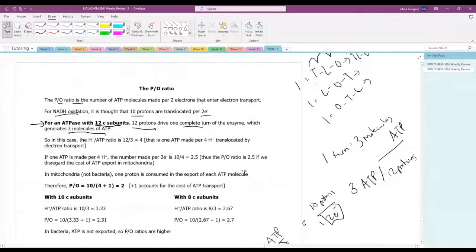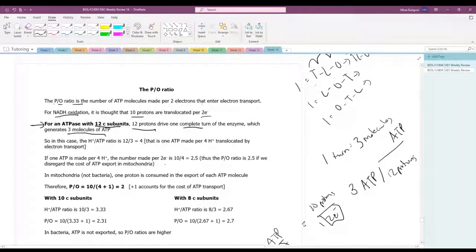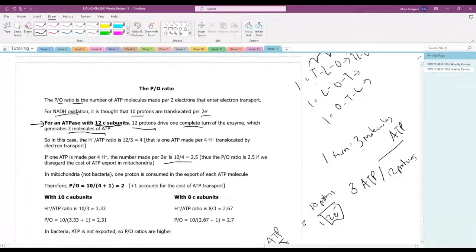Okay, in other words, where are we? I know it says 2, but there it is. If 1 ATP is made per 4 protons, what they did is they said 12 divided by 3, so H plus to ATP is 4. Therefore, 1 ATP per 4 protons, which is basically the same as this 3 over 12 number, just reduced. And then we said 10 protons, so we can make 2.5 ATP per 2 electrons. In other words, 2.5 ATP per 1 NADH.